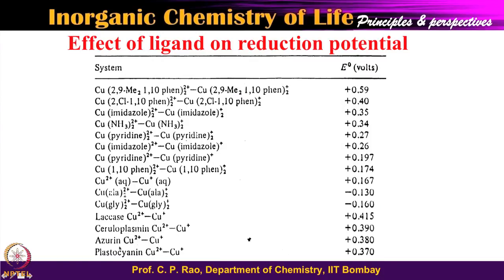Now, if you compare these things with the enzymes, the laccase and the ceruloplasmin, the azurin and the plastocyanin, they are all around plus 0.4. So, that kind of potential is certainly coming within this range. So, therefore, one can explain that in these proteins, the protein centers have a lot of imidazole binding, nitrogen ligand binding, maybe even some sulfur ligand binding as well.